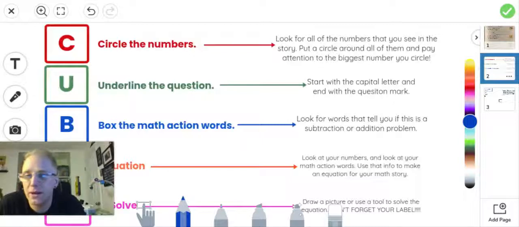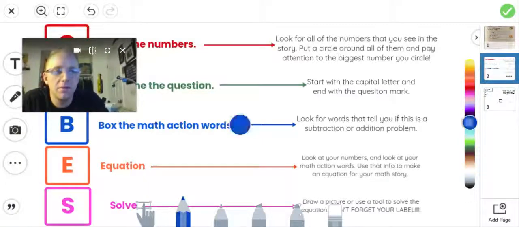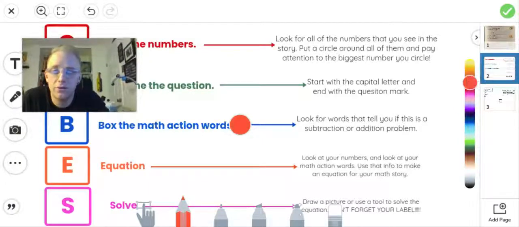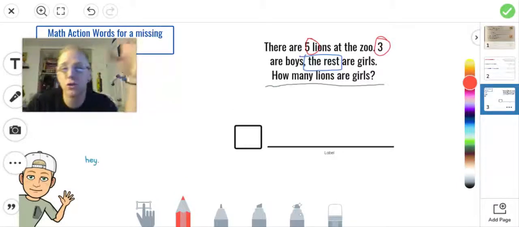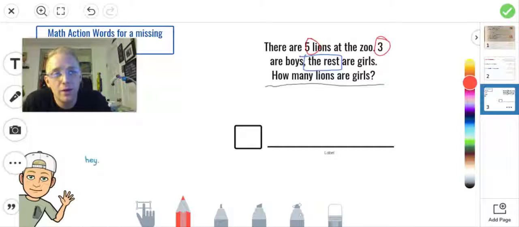Now let's go to our next step. Equation. So now I'm going to go ahead and write my equation. I'll switch my pen to orange so I match my equation step here. Now, remember I said that I know that 5 is the biggest number and that it's an addend situation where one addend's missing, and I'm trying to make the big number. So I know that whatever this is, it's got to equal 5. I just know that right away.